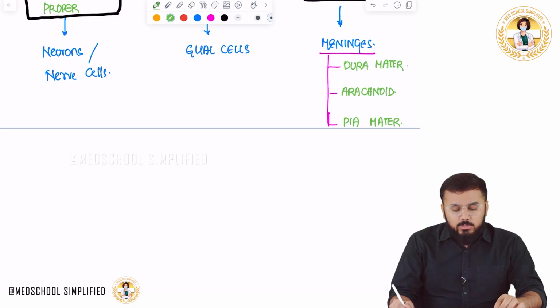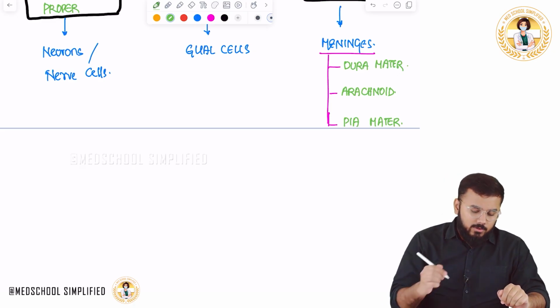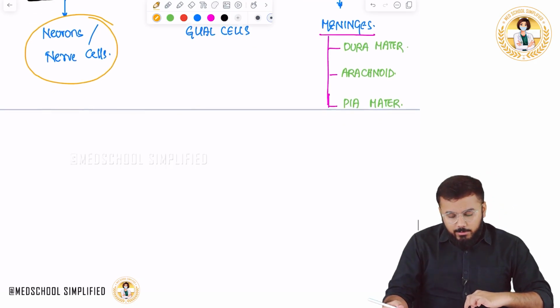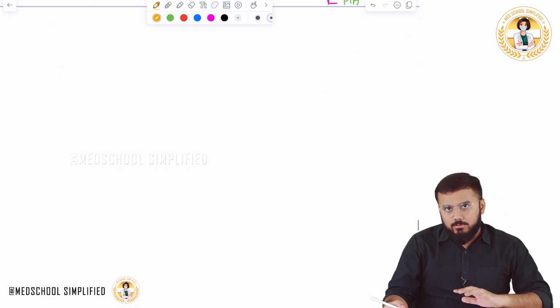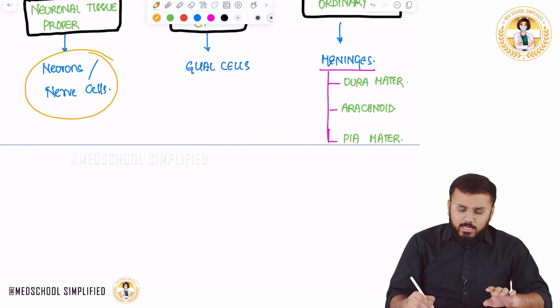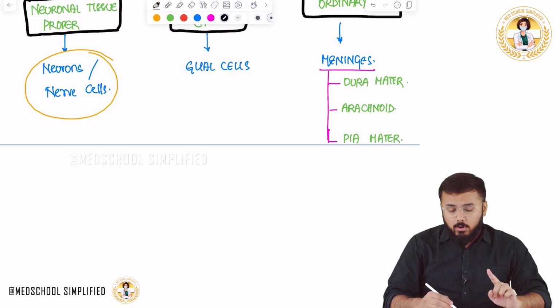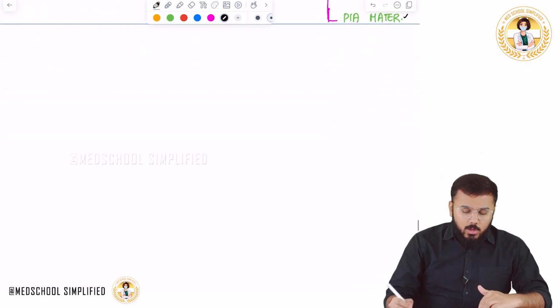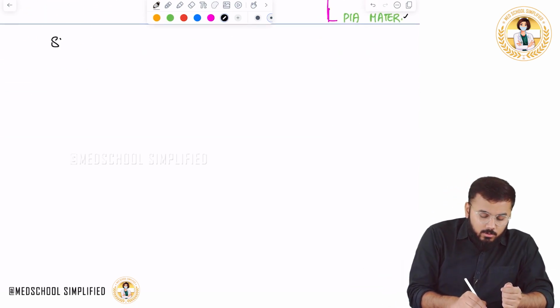So first, we shall discuss each and everything. We will start our discussion with the neurons or the nerve cells. First of all, let me draw the structure of the neuron or the nerve cell, and then I will discuss the remaining components like glial cells. I think I have already recorded a video on the meninges, where I discussed the dura, arachnoid as well as the pia mater. So now our topic of discussion is the structure of a neuron.